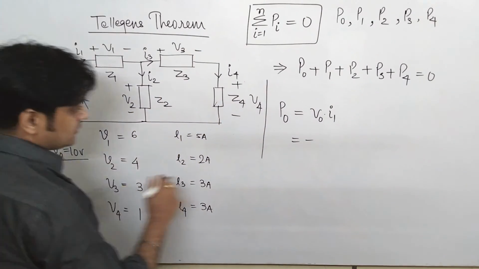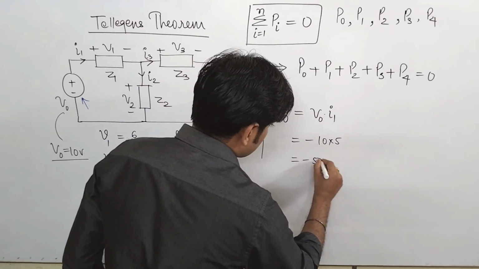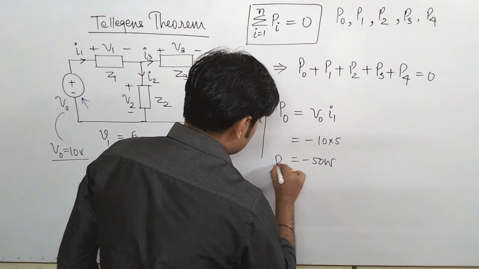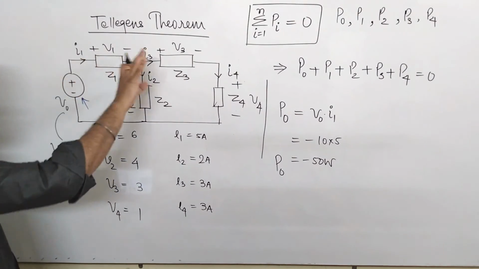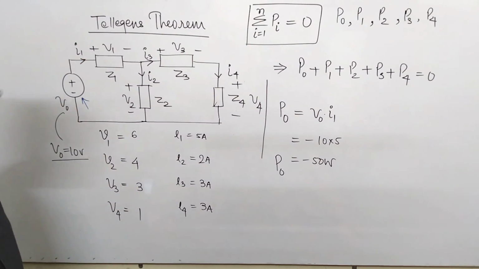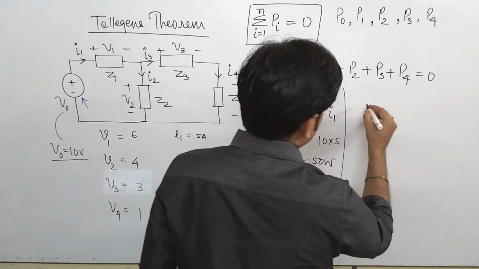The value of V0 is 10, and I1 is 5, so that comes to be minus 50 watt. This is the value of P0. It means this source is supplying power to the network. This we have already discussed, just try to revise it.